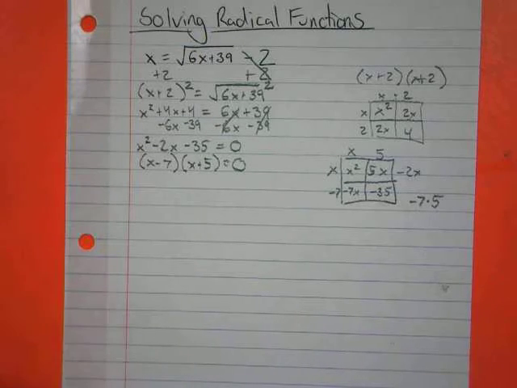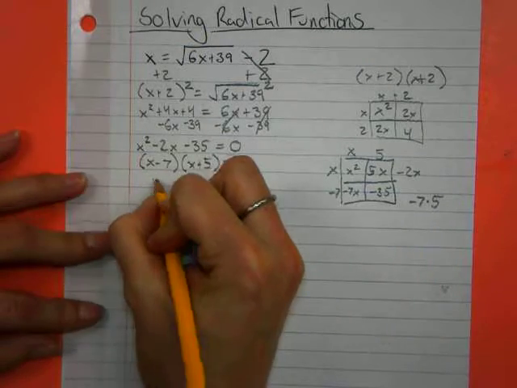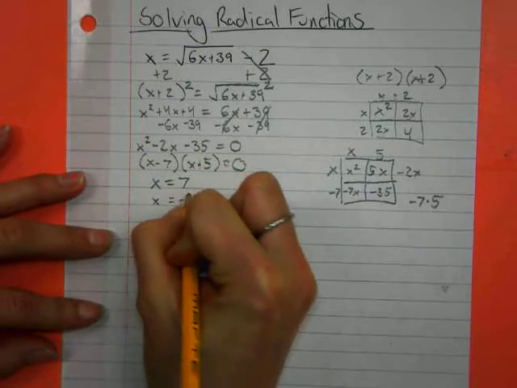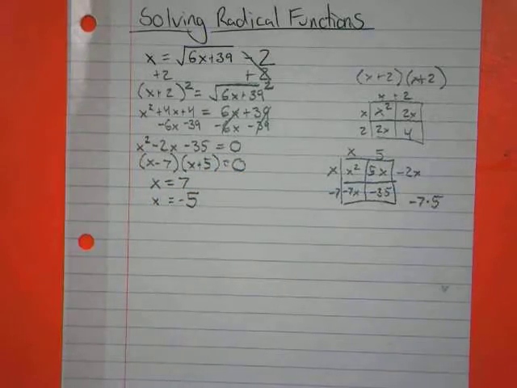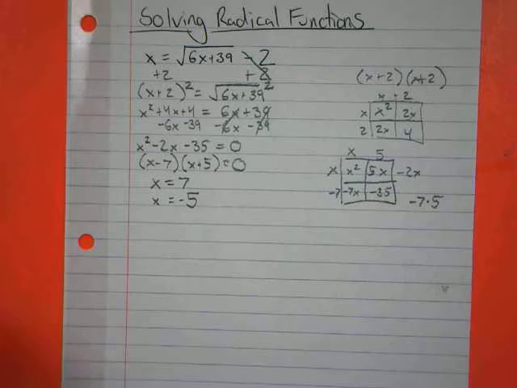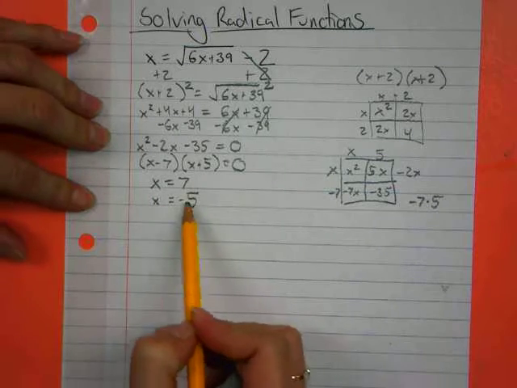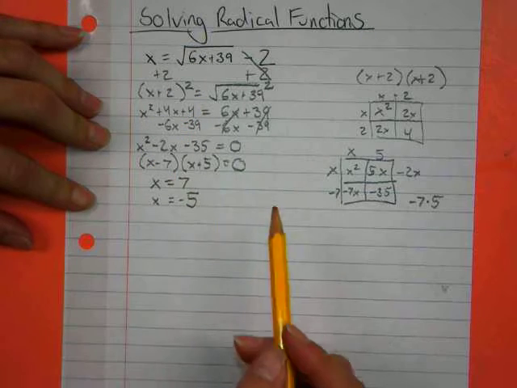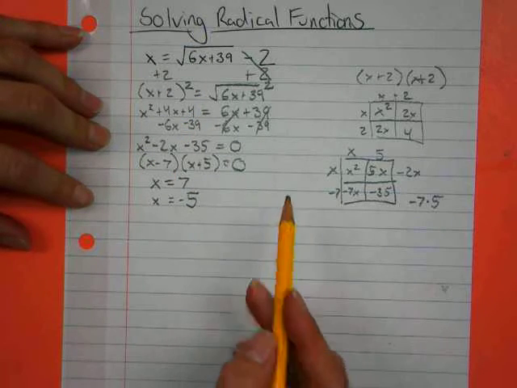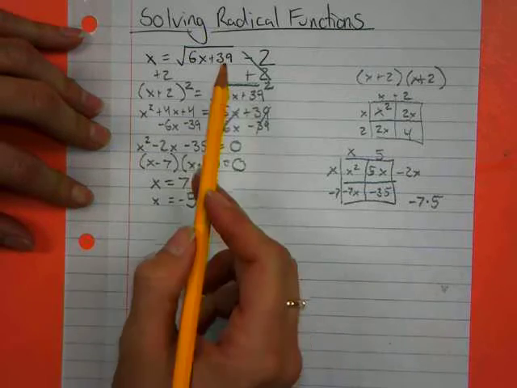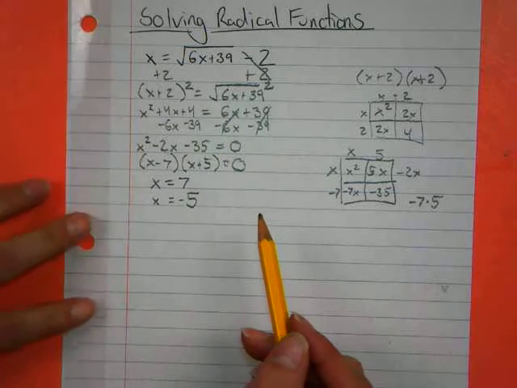So what x values would make this 0? Either positive 7 or negative 5. So these are going to be my solutions to my equation. Now, don't forget, when you're solving a radical function, the last step is we actually need to take these solutions and plug them back, not into this equation, but into the original function to make sure that they actually are solutions, because one of them or both of them could be extraneous solutions. So let's go plug them back in and make sure that they actually work.